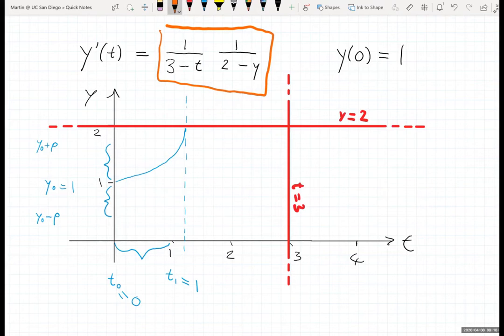Now, we try to understand how the existence and uniqueness theorem is applied. First, let us mark the beginning. So the initial condition is y of 0 equal 1. So we have got t naught equal 0 and y naught equal 1 in the formulation of the Peano existence theorem. Let's mark this point in the coordinate system.